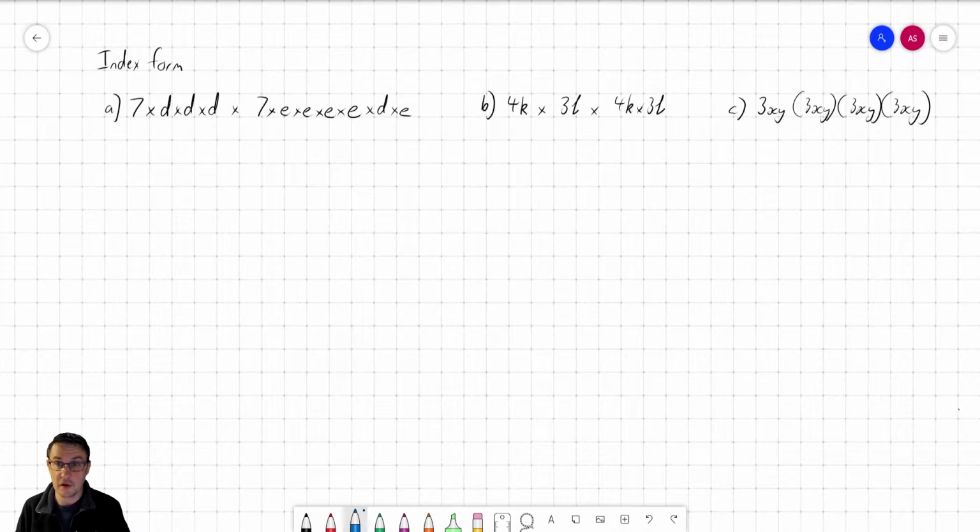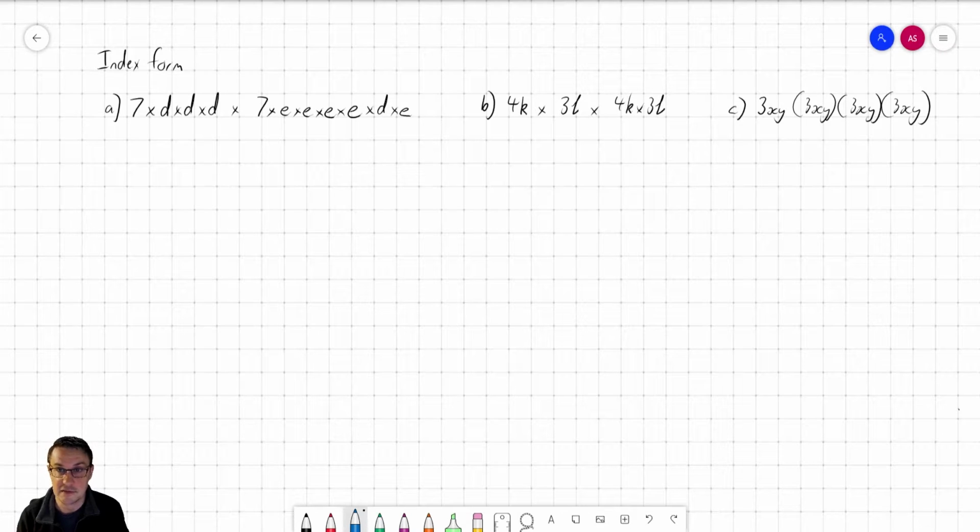Hey, amazing people. What we're going to do here is look at where we've got multiple numbers and letters written in expanded form. We're going to combine these together to write them into index form. A good way to think about it is to first focus on just the numbers that you have. Then focus on one letter and deal with that letter. And then if there's another letter, focus on that letter and deal with it. So break it down into parts here.